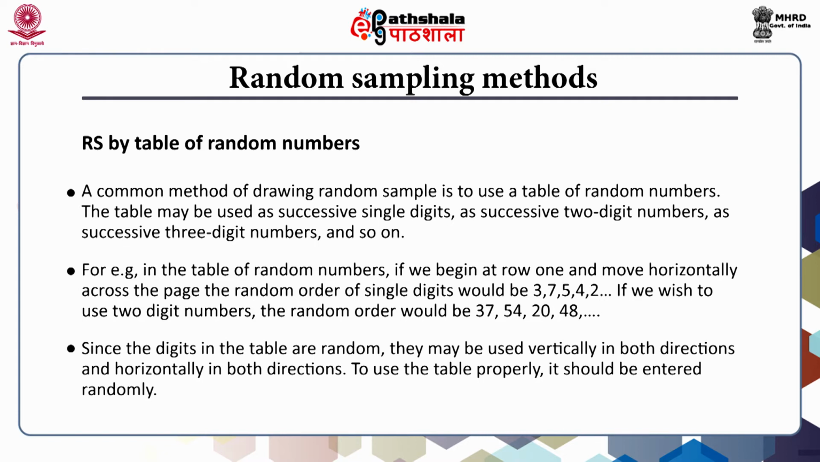Since the digits in the table are random, they may be used vertically in both directions and horizontally in both directions. To use the table properly, it should be entered randomly. Another way would be to make slips of paper with row and column numbers and place the slips in a container, mix them up and then pick a slip of one row number and other slip having a column number. The intersection of the row and the column would be the location of the first random number. The remaining numbers would be located by moving from the first number in the direction specified prior to entering the table.